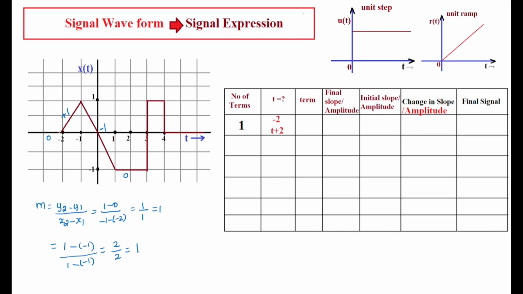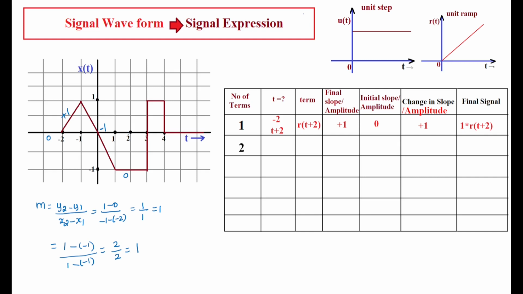What is the term involved here? That is the ramp signal R of T plus 2. What is the final slope? Final slope is plus 1. What is the initial slope? That is 0. What is the change in slope? That is final minus initial, 1 minus 0. What is the final signal? That is 1 into the term R of T plus 2.